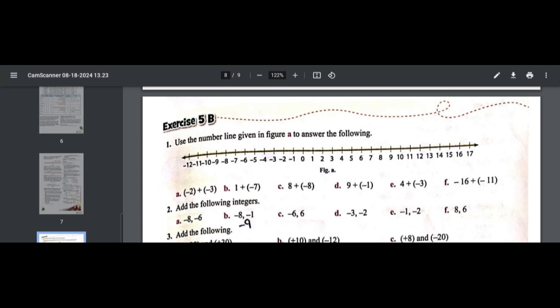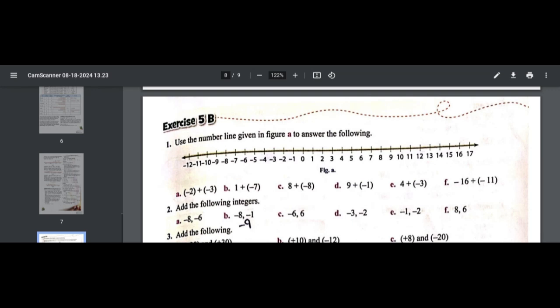Okay, wait, check which one. Can I do the F part? We do the fourth one. No, I meant the fourth question. No, you have to pick the first question, parts A, B, C, D, E, F. Yes. Can we do the F one? F part, minus 16 plus minus 11.